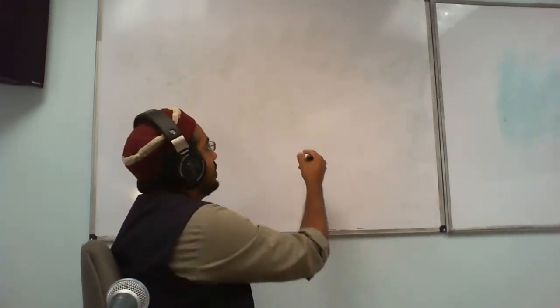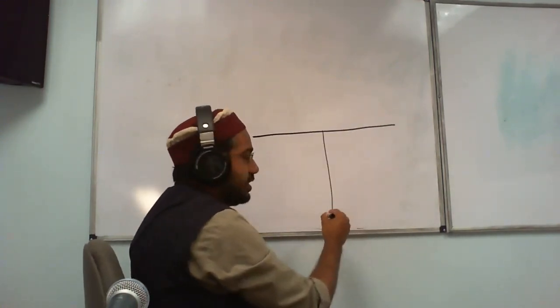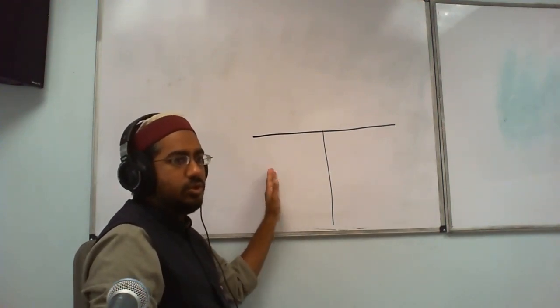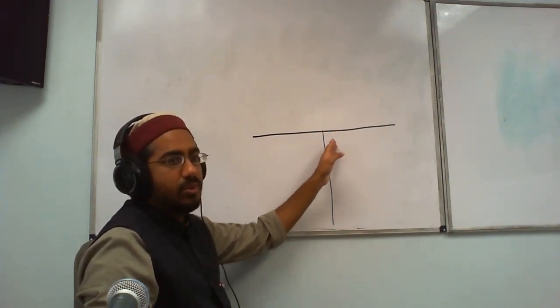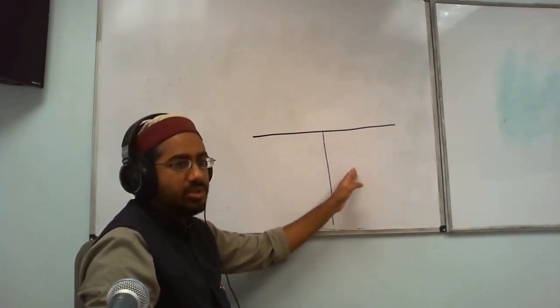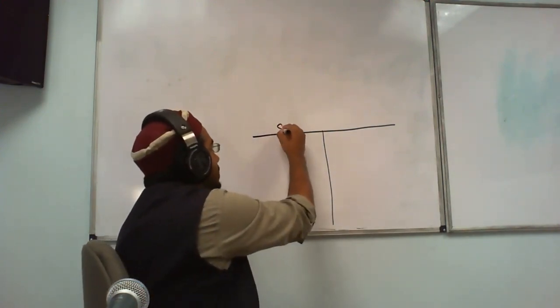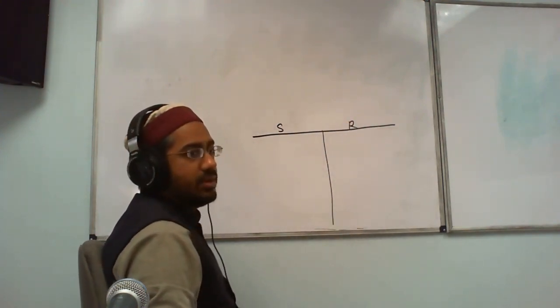I'm going to do a two-column proof like this. On the left are my statements: 1, 2, 3, 4. I'm making statements, and on the right is my reason for each one: 1, 2, 3, 4. These are my reasons for each one. Over here, these are my statements, and these are my reasons.